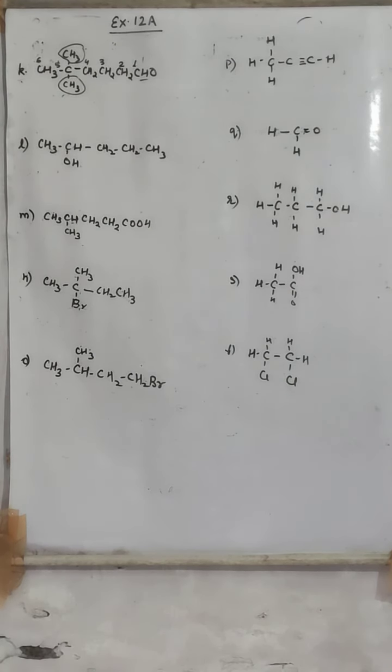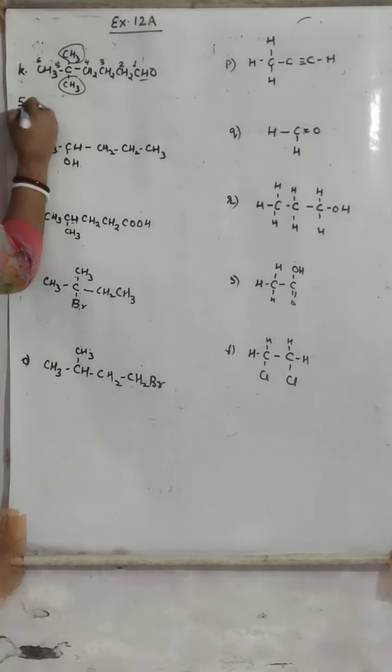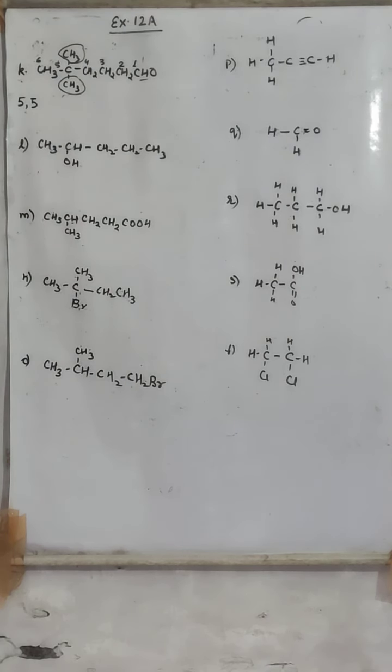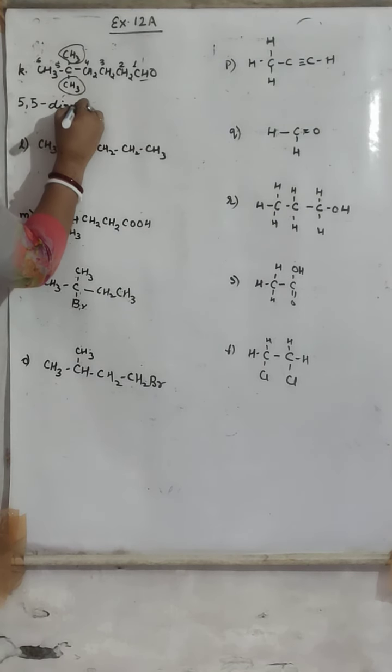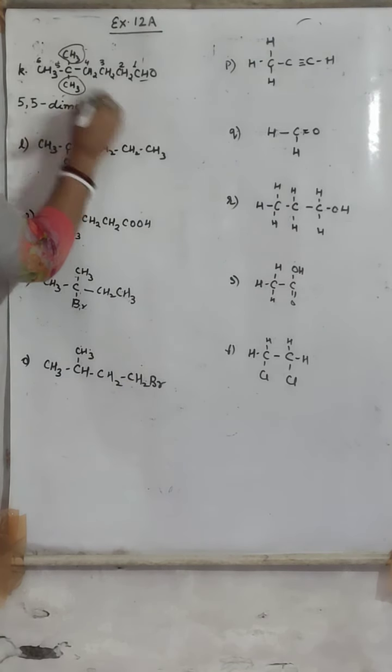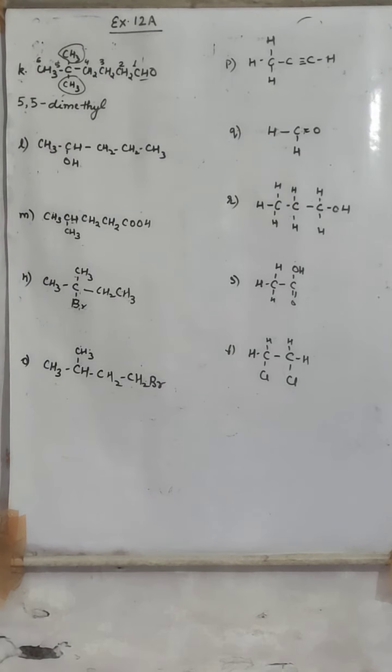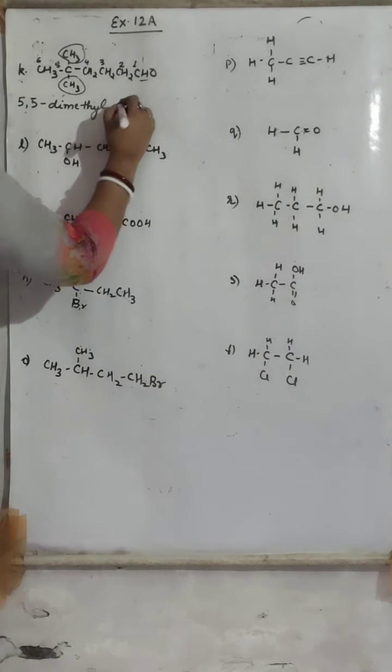So alkyl we name first. At what position are the alkyls present? 5. How many alkyls are present? 2. So how many times will we write the number? 2 times. 5, 5. Same alkyl is there, that is why we will write dimethyl. 5, 5 dimethyl.